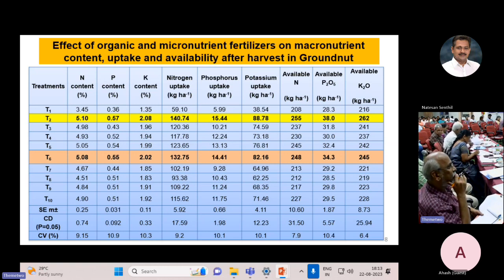Micronutrients. Are these micronutrients really deficient in that soil, or did you take them just for yield improvement? Usually the sandy loam soils where I took the field experiment site are deficient in zinc, boron and iron, sir. So I have taken this. Okay.